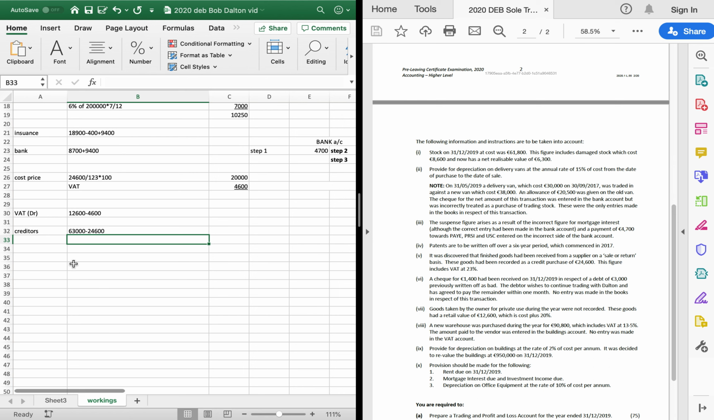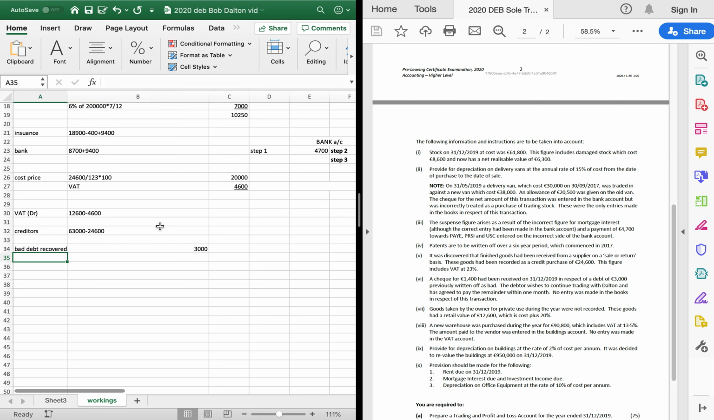Working 6 then, the check for 1,400 had been received in respect of the debt of 3,000 previously written off as bad. The debtor wished to continue to trade with Dalton and has agreed to pay the remainder within 1 month. No entries made in the books. Now, this one is straightforward enough. We've seen it in all the questions we've done. The full amount of the debt is a bad debt recovered. Okay, so the full 3,000 is a bad debt recovered.